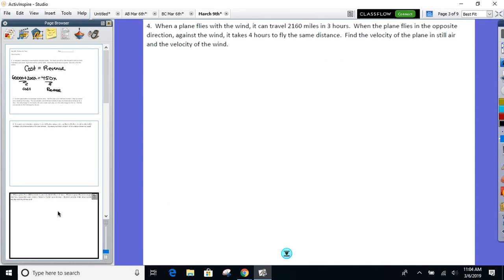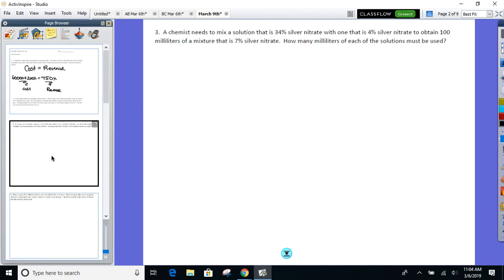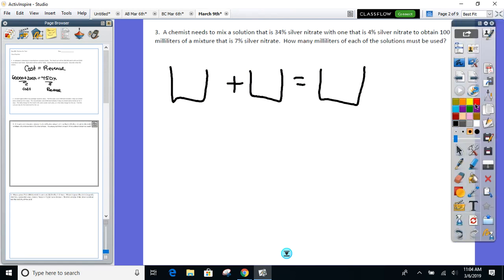We're going to go the odds today, remember? Little mixture problems. Remember these bad boys back in the day? We got to get those beakers out. Silver nitrate. 34% and a 4% to make 100 milliliters of a 7%.